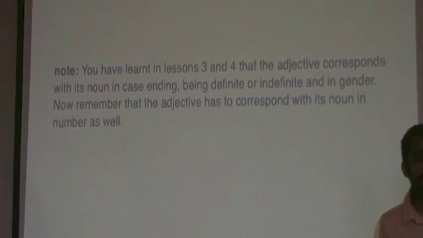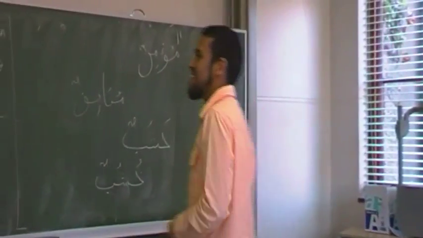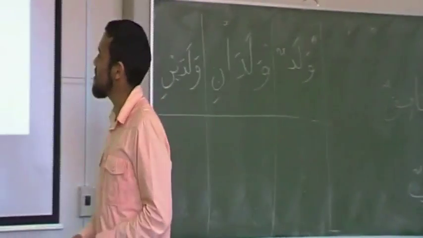Now, in lesson 3 and 4, earlier on, you learned a little bit about adjectives corresponding with the case ending, definite or indefinite, and in gender. Now, you must remember they must agree in number. So, if the noun is singular, the adjective must be singular. If the noun is plural, the adjective must be plural. If the noun is definite, it must be definite. If the noun is dual, it must be dual. Okay, so that's the lesson.